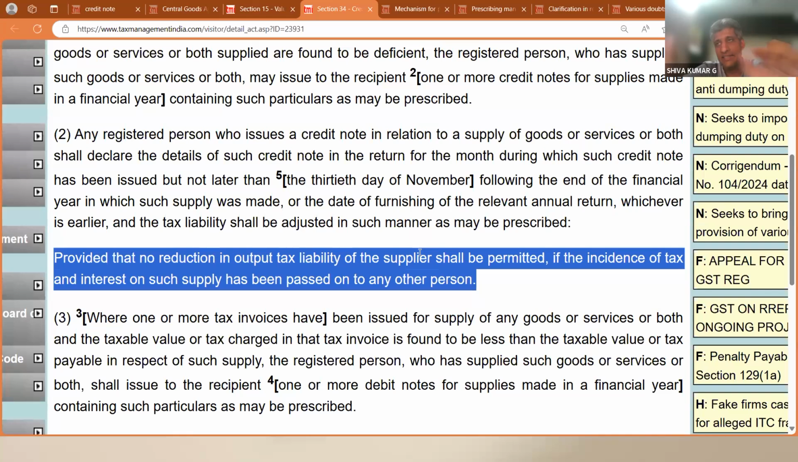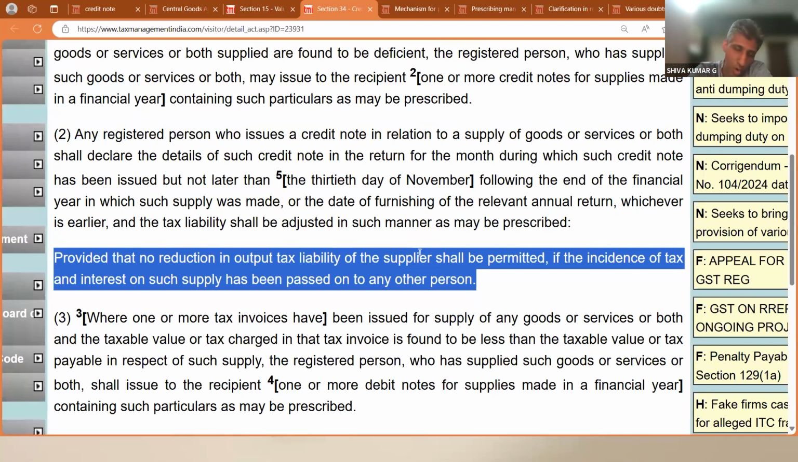wordings are there in central excise law also, in 11B. No refund shall be eligible. If the duty has been passed on, then the refund shall be credited to the consumer welfare fund. Now, interestingly, there is no consumer welfare fund here. So once I issue a credit note, then the tax will go, but my output tax liability does not get reduced. But the government also cannot keep the tax. Government has to then pass on the tax to the consumer welfare fund.